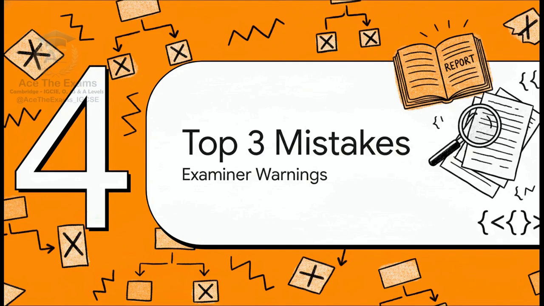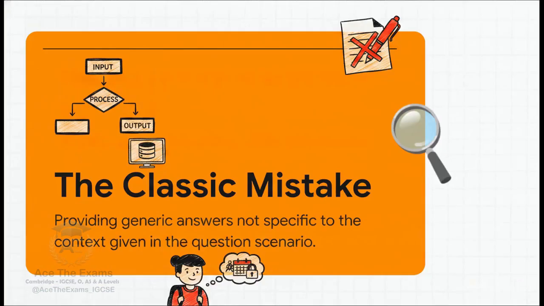Part 4. Top 3 exam mistakes. These are severe warnings straight from the principal examiner. Let's look at the harsh reality and uncover the specific pitfalls that destroy candidate scores. Every single examination series, the senior examiners publish a report detailing exactly where students lost marks across the globe. I have painstakingly combed through these reports for the 9618 syllabus, and the data is crystal clear. Students are making the exact same avoidable errors year after year.